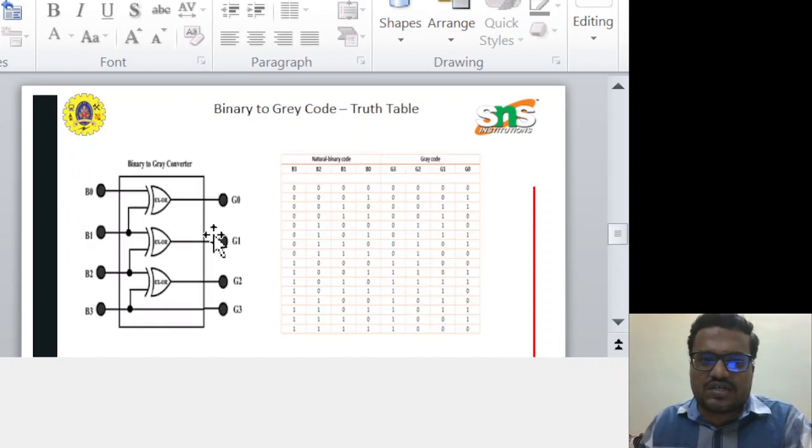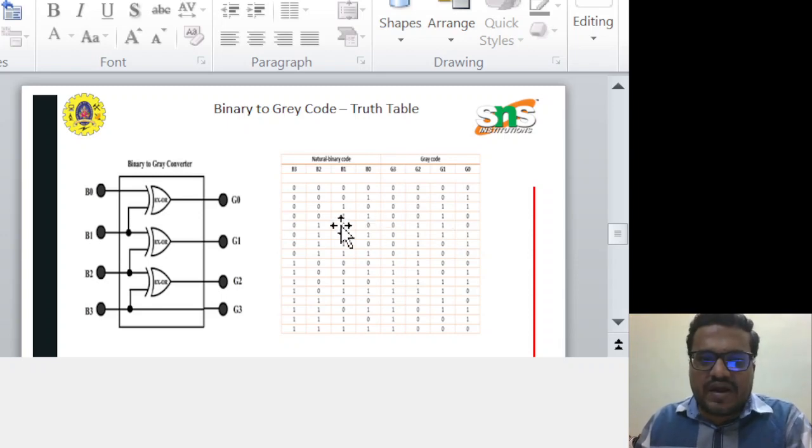Next is the circuit diagram having the outputs from B0, B1, B2, B3. Based on the output signals, the circuit diagram has been framed. Because we are using an XOR gate here, XOR means that if the inputs differ, 0 and 1, then the output will be 1. If the inputs are the same, then the output will be 0. Based on this concept only, the truth table and logic table will be framed.